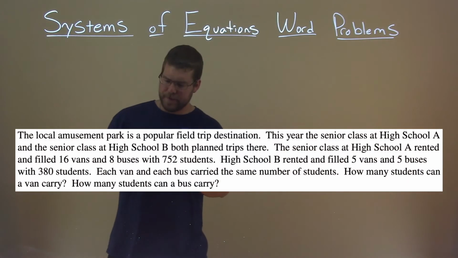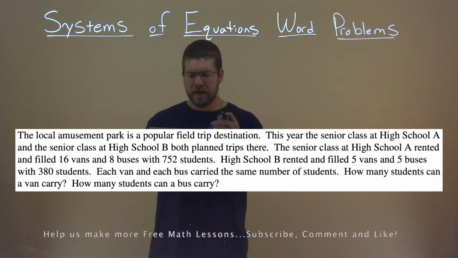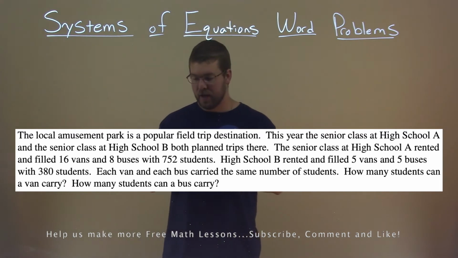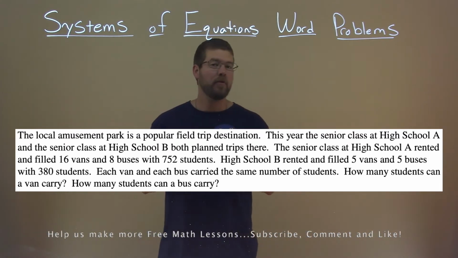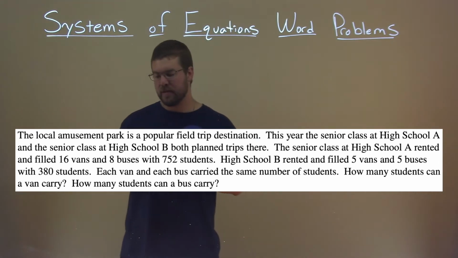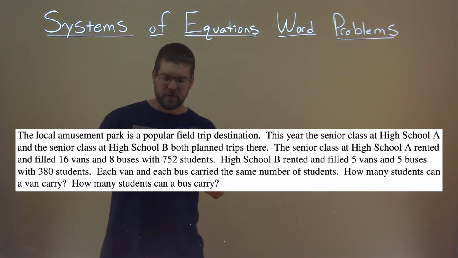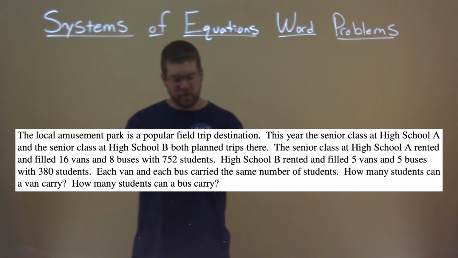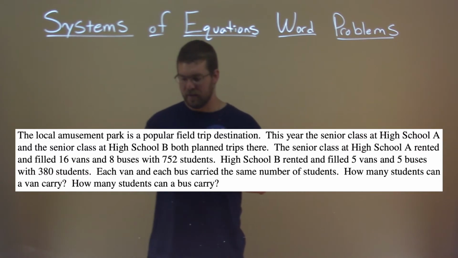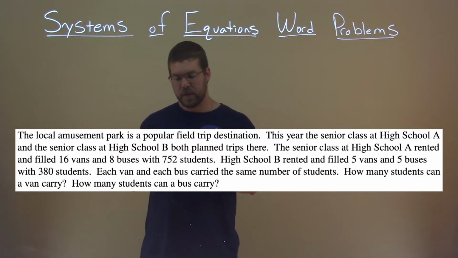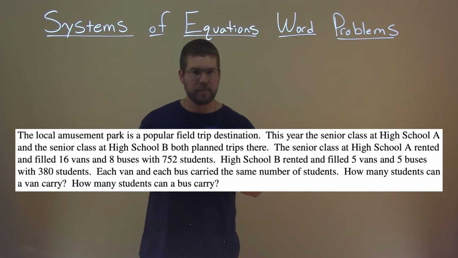We're given this problem right here. The local amusement park is a popular field trip destination. This year, the senior class at High School A and the senior class at High School B both planned trips there. The senior class at High School A rented and filled 16 vans and 8 buses with 752 students. High School B rented and filled 5 vans and 5 buses with 380 students. Each van and each bus carried the same number of students. How many students can a van carry? How many students can a bus carry?